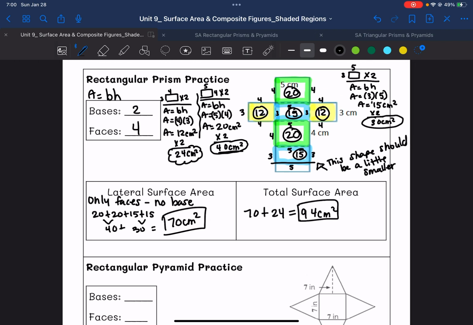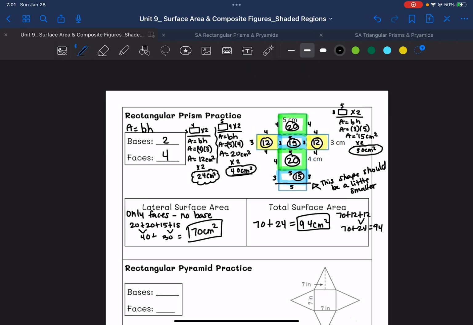So that's one strategy you can use to help you determine what you're solving for. Remember, you're going to add all of them. So you can still add them like I did here. And if I were to have done the same thing over here, it would have been 70 plus 12 because you have 2 of them. This would have still been 24, and it still would have been the same thing. All right, pause if you need to.